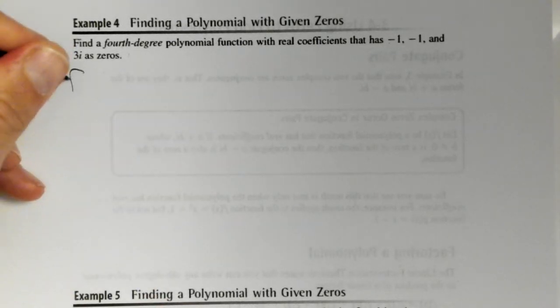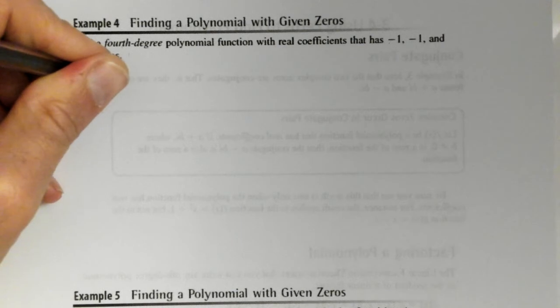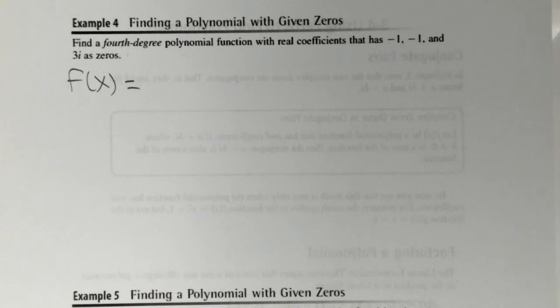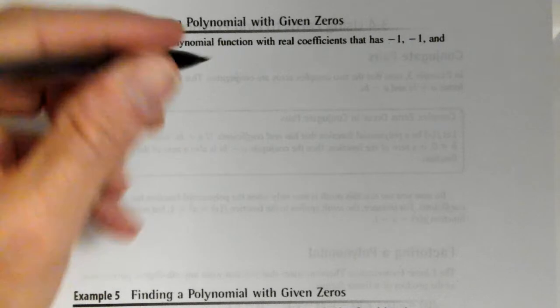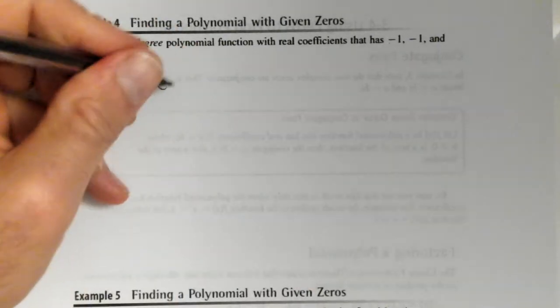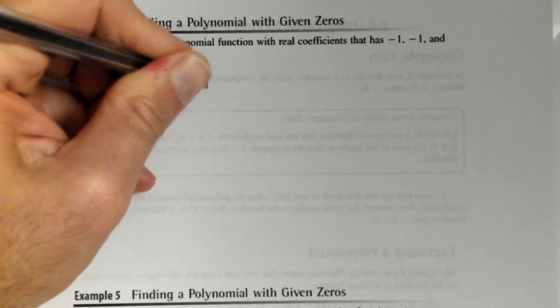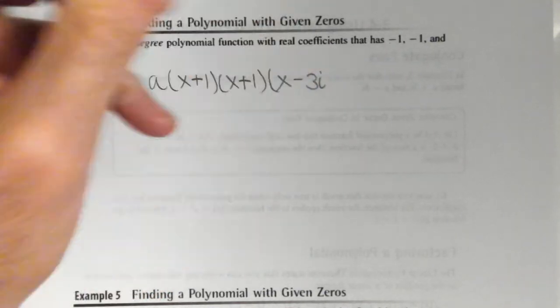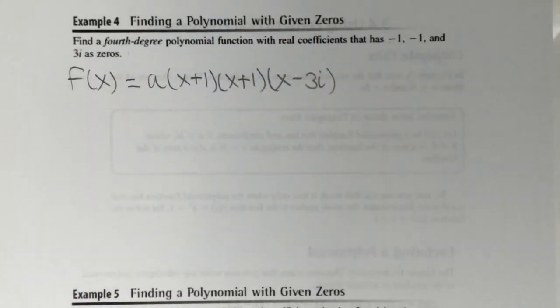So let's try it. I've got f of x equals, now here's the deal, it says find a fourth degree polynomial. That means there is more than one. So we need to start by having an a out here, and then multiply that a times all of my factors. x plus 1, x plus 1, because the multiplicity is 2 there, and then x minus 3i.